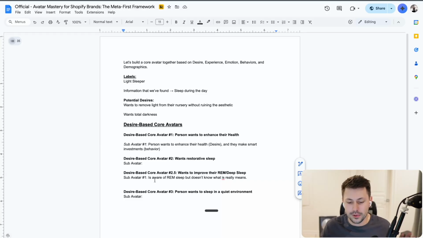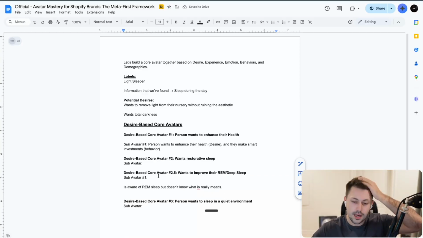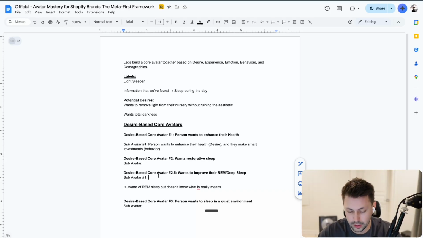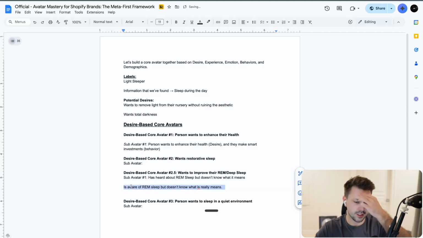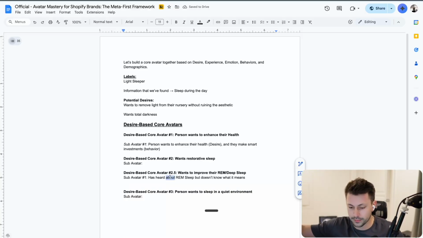Okay. And don't worry, if this is helping you build out an avatar that you feel is effective for an angle, don't freak out if you don't know how to categorize this, because essentially this is a statement right here. Okay. And if we were to put this into a behavior or an experience, we could say, has heard about REM sleep, but doesn't know what it means. Right. And so that is the experience, right? They had an experience where they heard about REM sleep, but they don't know what it means.